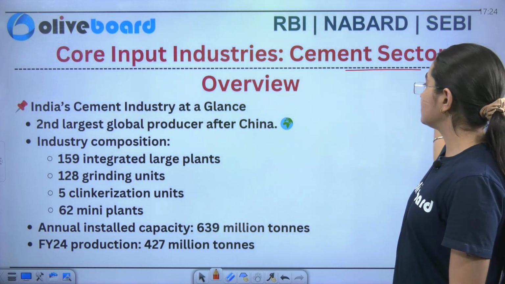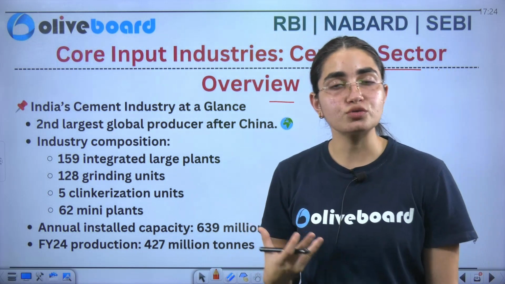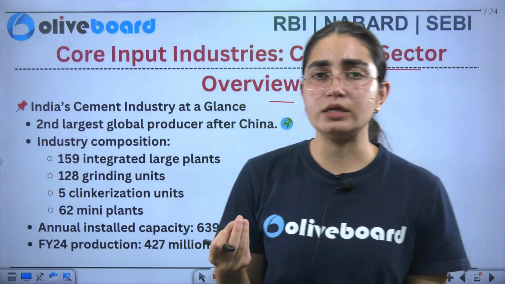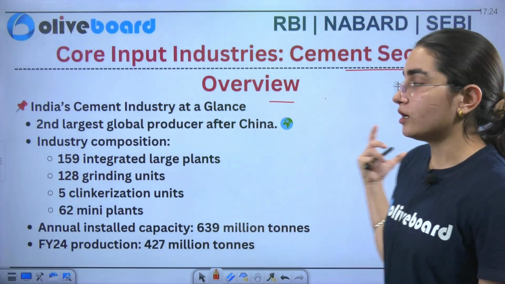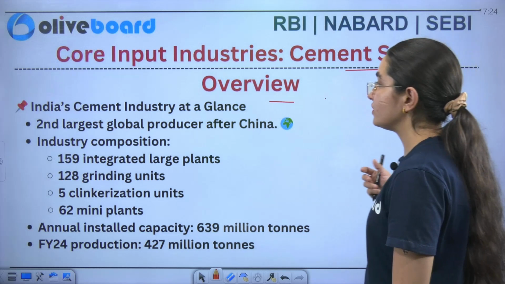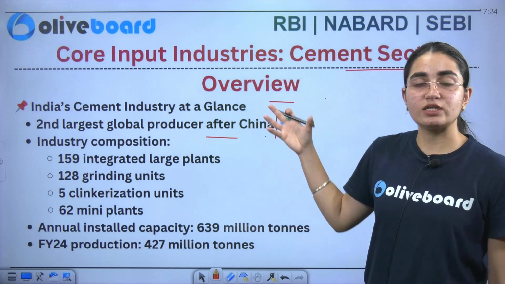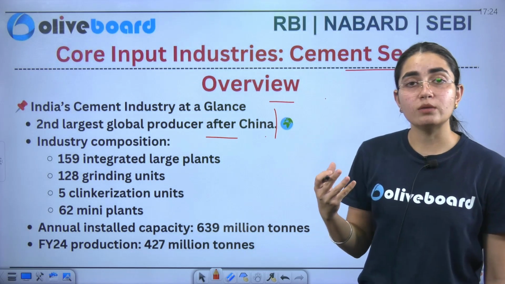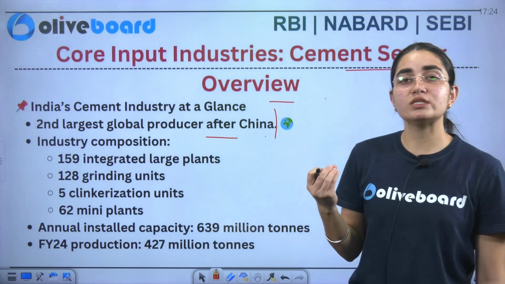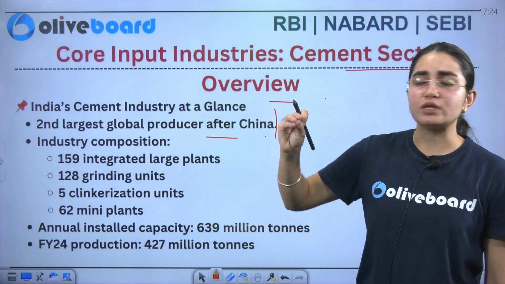Now first we'll see about the cement sector. If I specifically talk about the contribution of the cement sector, particularly in India, it is reaching the second position, just after China. So we are the largest global producer after China. And if I talk about the growth of the cement industry, it is growing over the period of time.